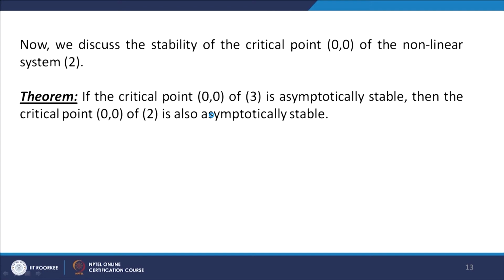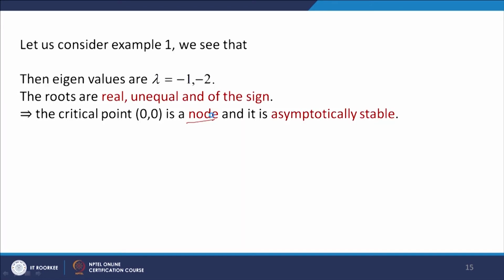So, let us see regarding stability, we know that the eigenvalues are lambda 1 equal to minus 1 and lambda 2 equal to minus 2. So, it is an asymptotically stable critical point of the linear system dx by dt equal to ax plus by, dy by dt equal to cx plus dy, and so (0, 0) is also an asymptotically stable point in the case of the nonlinear system of example 1. So, the critical point (0, 0) is a node and it is asymptotically stable.